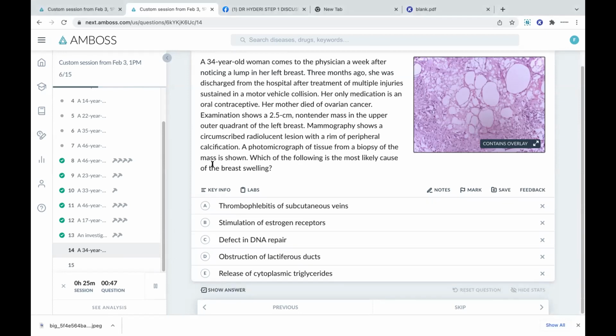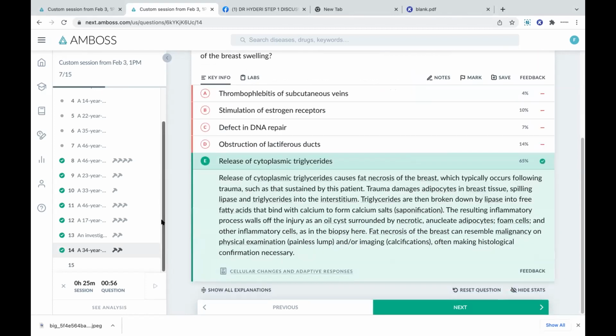I'm not sure. If it is fat necrosis, then which one of these will be the correct answer? Over here, do you see fat globules? Yes or no? Over here, the answer is yes. So E is the correct answer. Cytoplasmic triglycerides will be released.